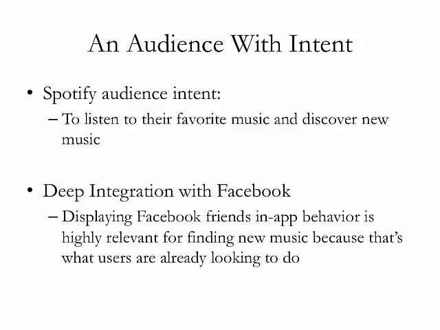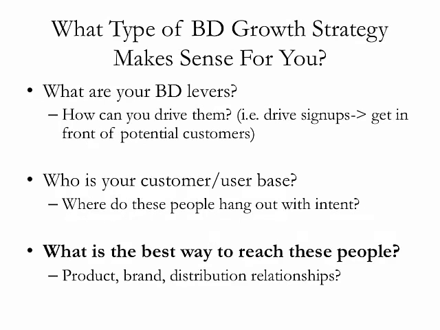Now, the deep integration with Facebook, and I'm not sure if you're familiar with Spotify, but essentially when I go on Facebook, I can see through a special integration all of the songs that my friends are listening to in real time. This was a BD deal. So displaying Facebook friends in-app behavior is highly relevant for finding new music, which is again part of the audience's intent. And this is why this is an example of an excellent BD deal that was highly successful, because there was synergy between what the two companies' objectives were and what the audience's intent was in both services.